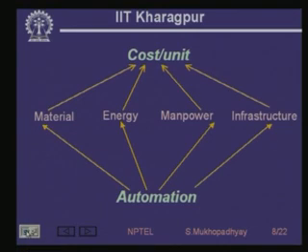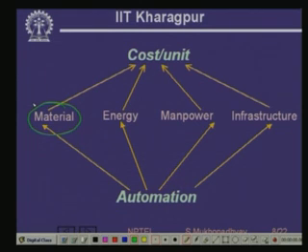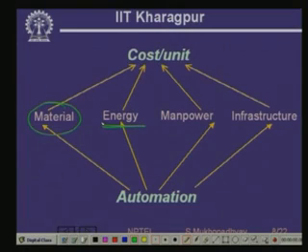So let us look at cost per unit. So cost per unit is affected by what? The overall cost of producing one unit of the product can be broken up into several components. What are these components? The first one is material cost, right. So obviously the material cost is a significant part of the total cost. Then there is energy cost. This is becoming more and more expensive.